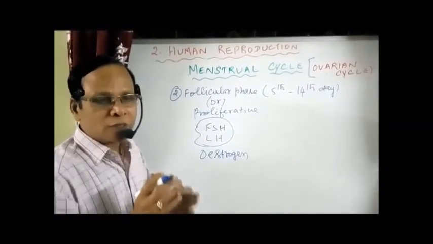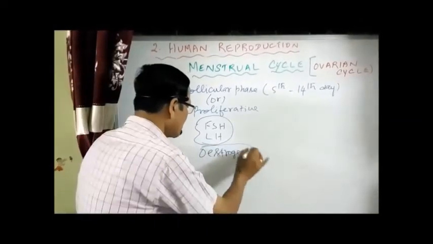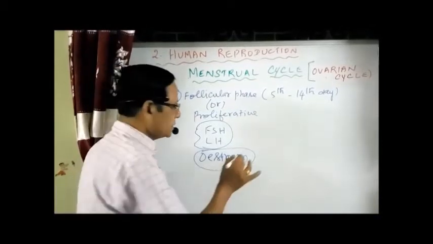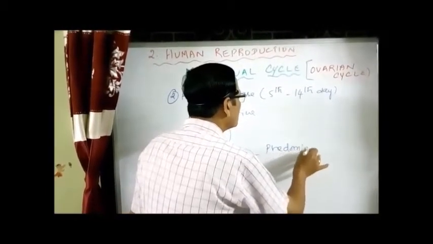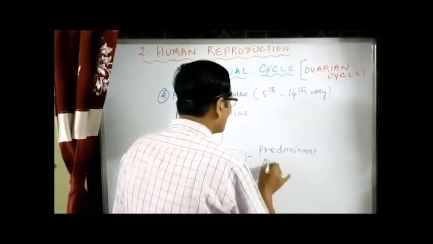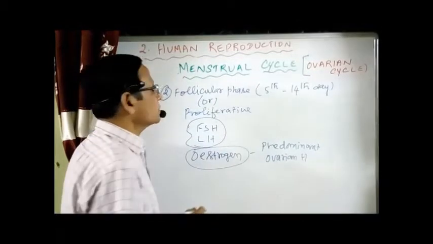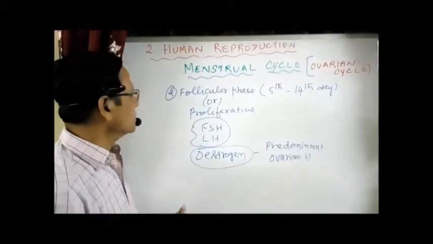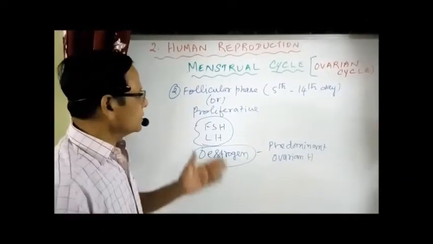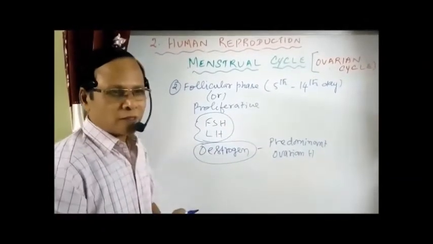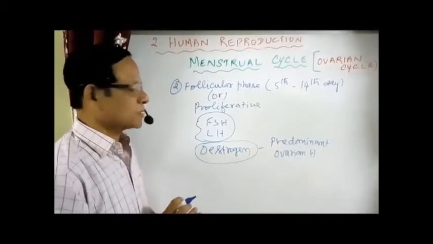Now estrogen is the predominant ovarian hormone during the follicular phase. From the entrance examination point of view, it is the predominant ovarian hormone during the follicular phase. That's about the follicular phase. It stimulates the development of the follicle as well as the release of the hormone estrogen by the follicle cells.